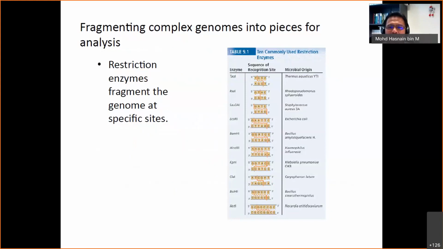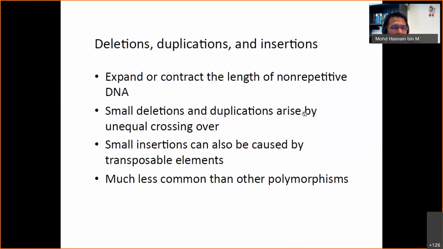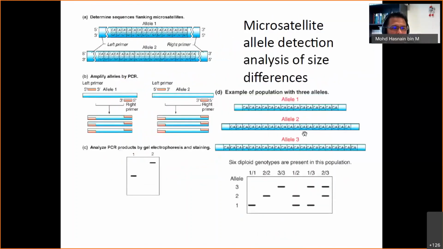Sorry, may I ask how to see the difference in the diagram for 1.3 and 2.3? Referring to, I believe the question is referring to this one, correct? Okay.